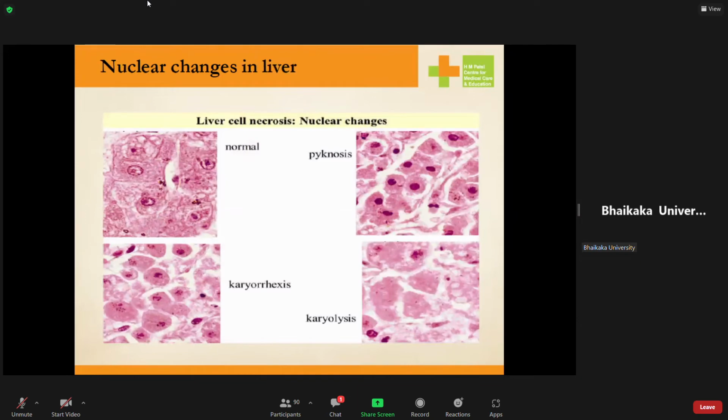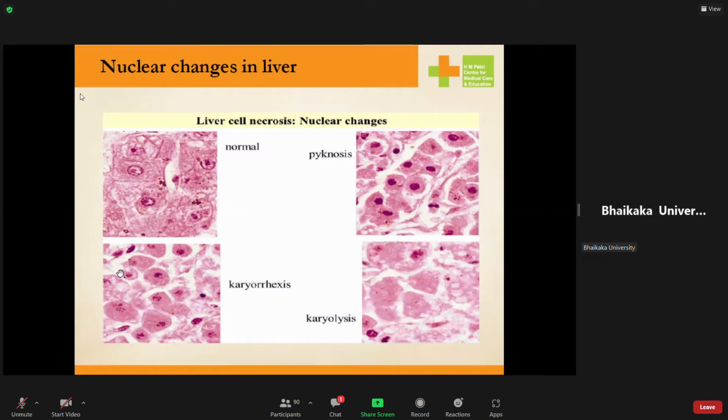Here I can demonstrate the nuclear changes that are seen in case of liver cell necrosis. In the first image you can see the normal liver cell, where dispersed chromatin is seen. If necrosis develops, in the initial stage you can see clumped chromatin and a pycnotic nucleus is developed. And in the same image, you can also see the changes of karyorrhexis. Here karyorrhexis is more prominent. And in the last stage, the karyorrhexis disappears and these are ghost cells without a nucleus, and we call it karyolysis.